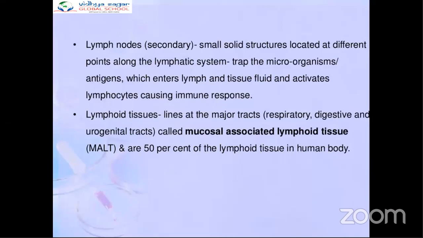Lymphoid tissues line the major tracts, our respiratory tract, digestive tract, and urogenital tract, all of which contain mucus, right? These are called MALT, M-A-L-T, mucosal associated lymphoid tissues. Okay, it is MALT. And it makes up about 50% of the lymphoid tissue in the human body. That is, mucus is present in most parts of our body.